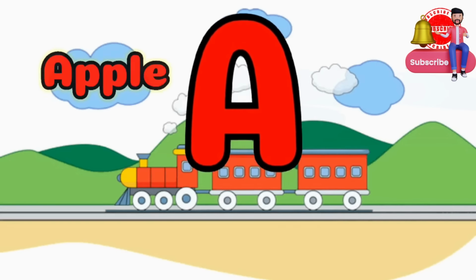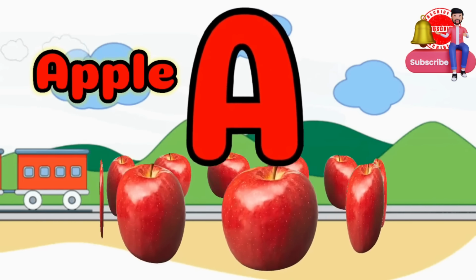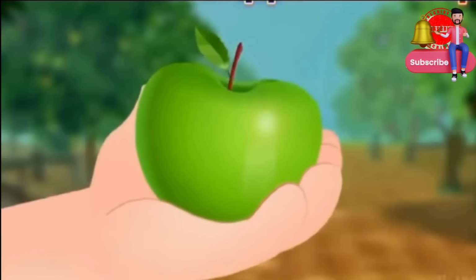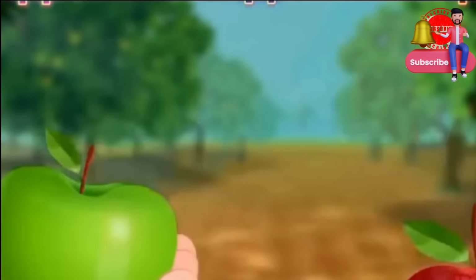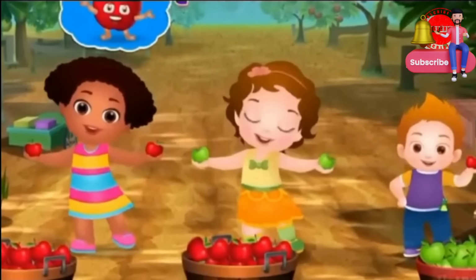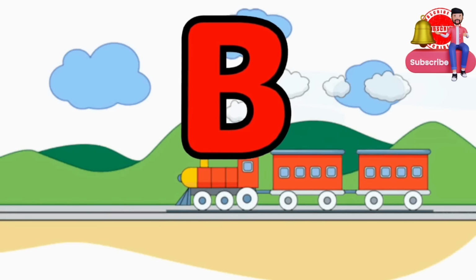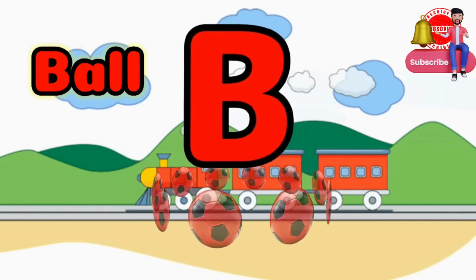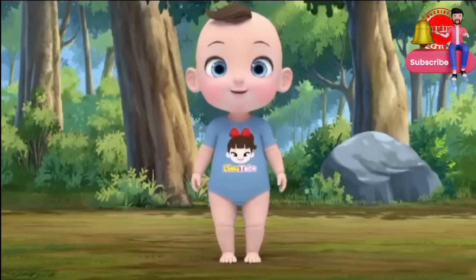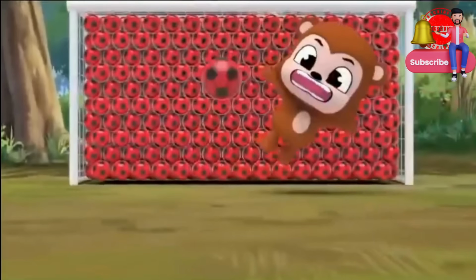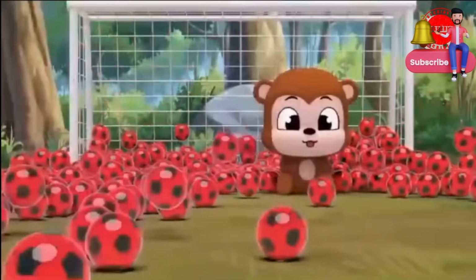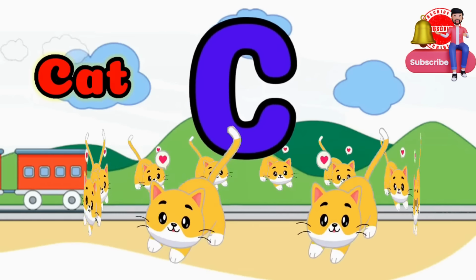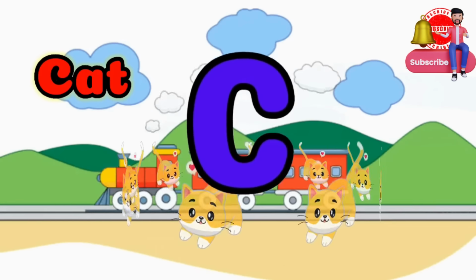A for apple. Apple, apple, apple, round. B for ball. Red. This is red. The color red. C for cat.